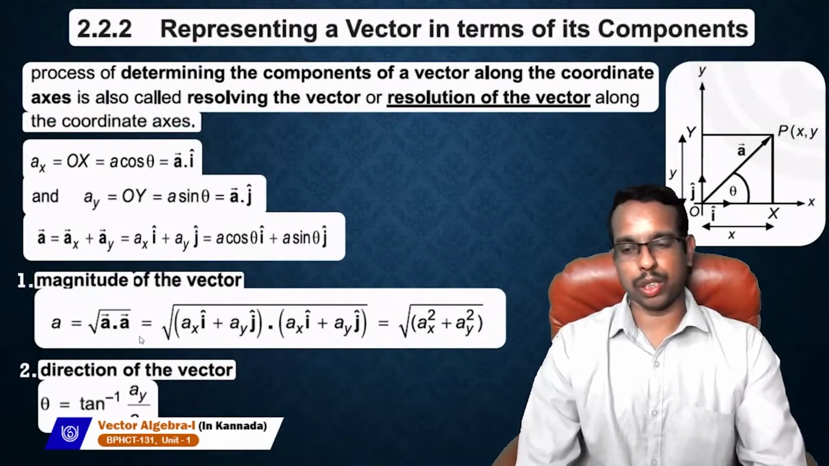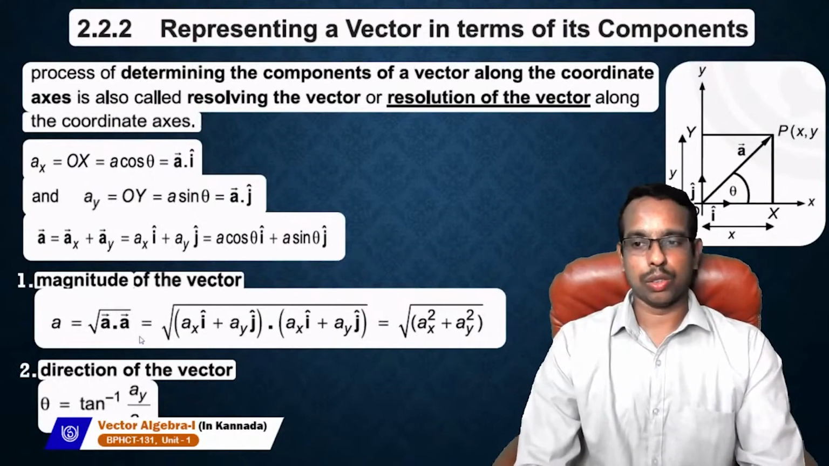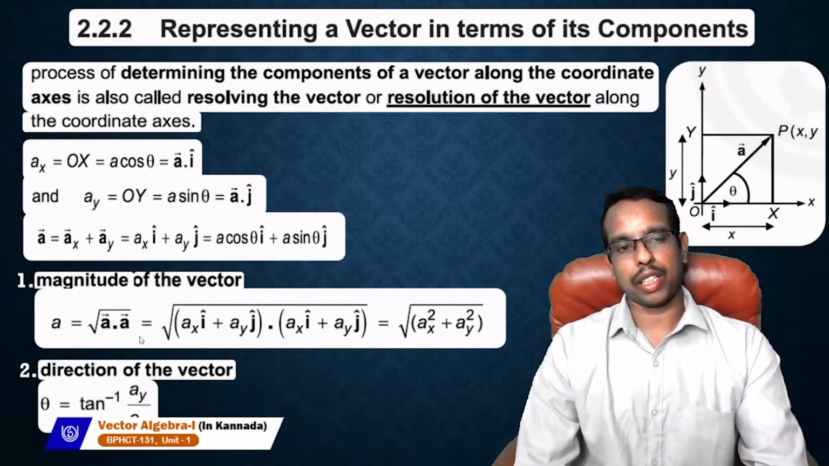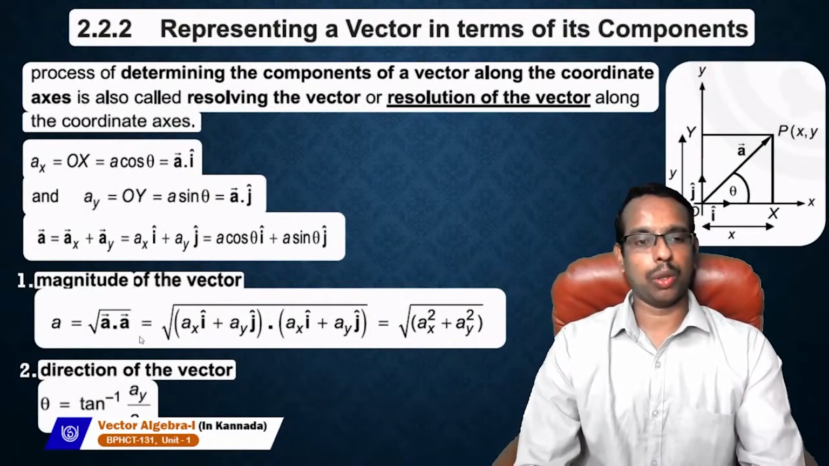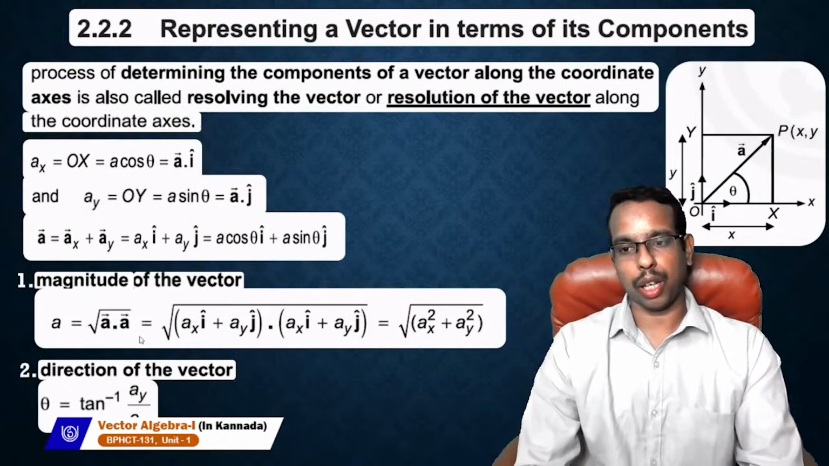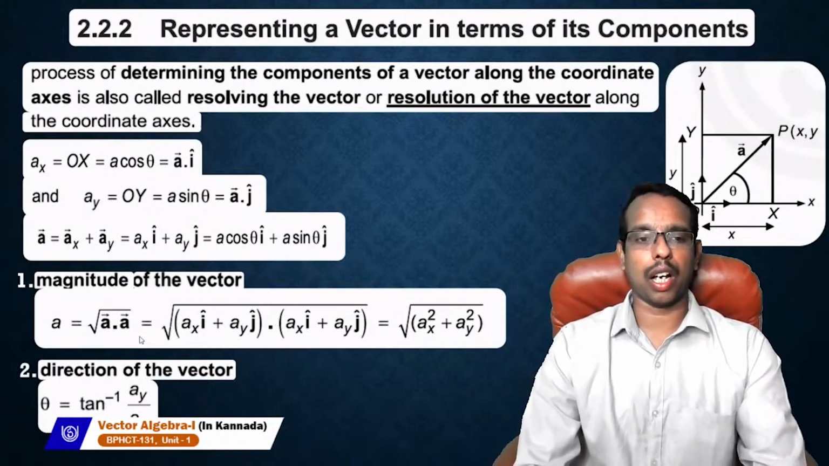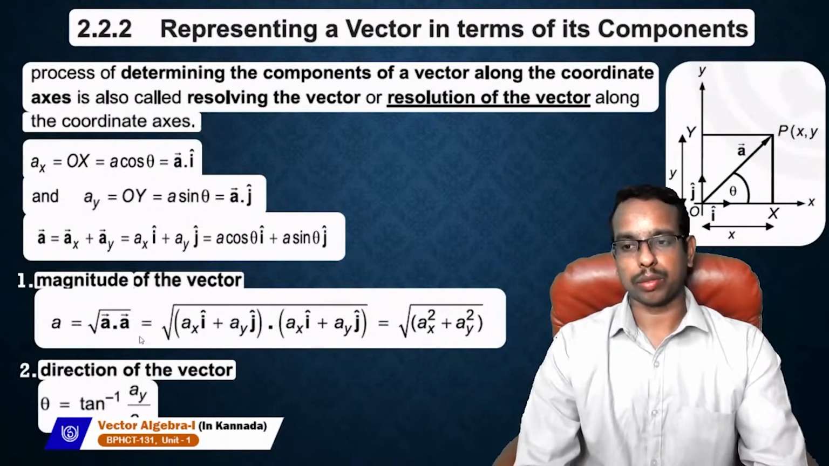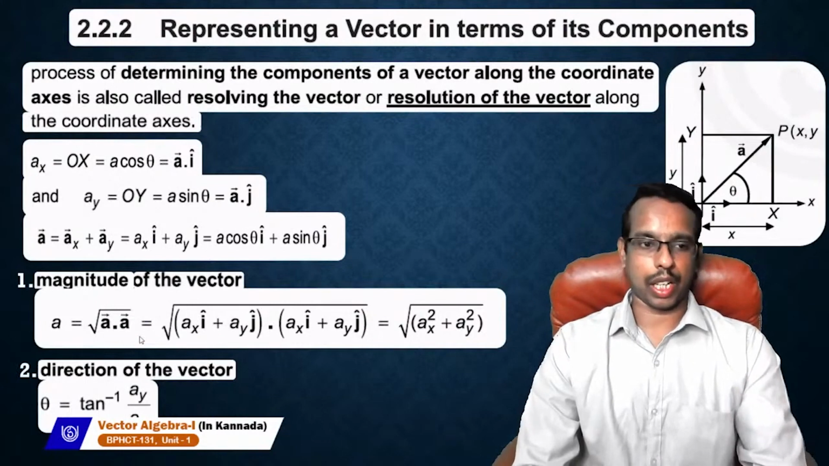I am just using the trigonometric functions. So cos theta is equal to adjacent side by hypotenuse. Adjacent is nothing but ax, the component along the x-axis, and the hypotenuse is vector a. So cos theta is equal to ax divided by a. So we take ax is equal to a cos theta, and replace a cos theta by vector a dot i cap. That is the resultant along the x-axis.